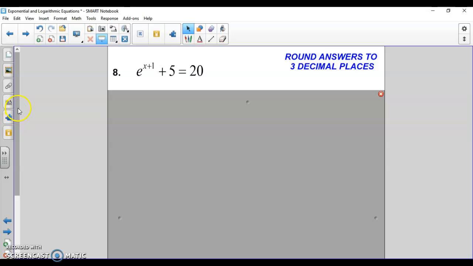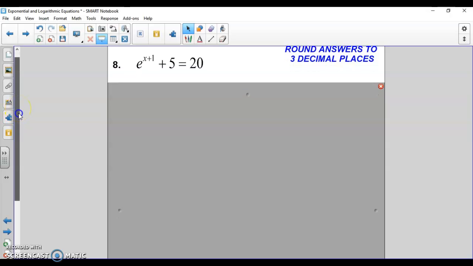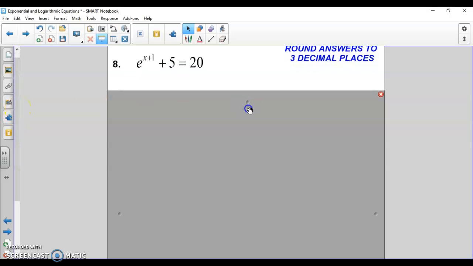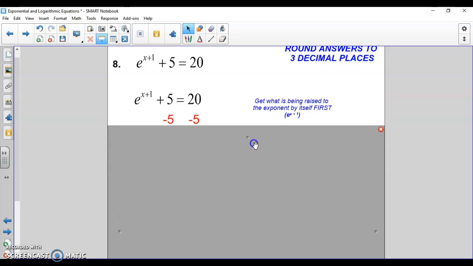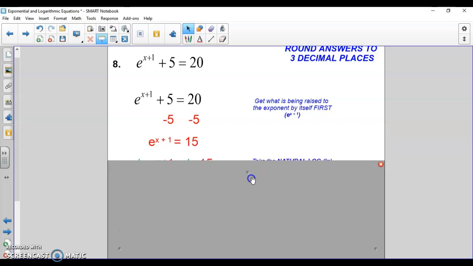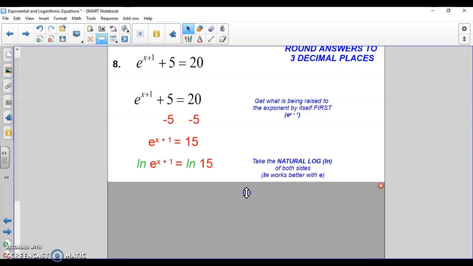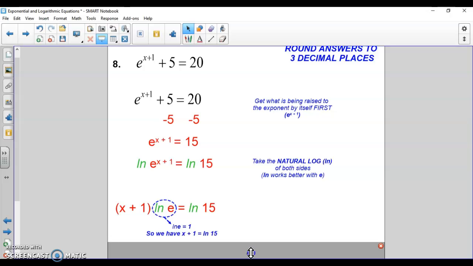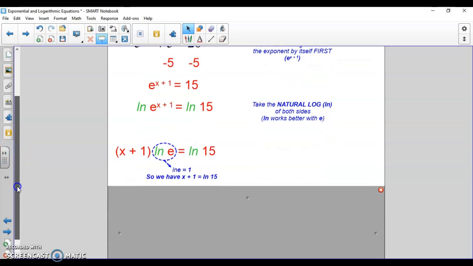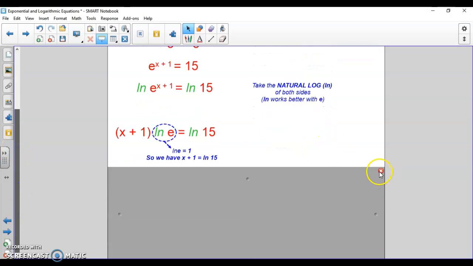Another example here, this is our last exponential one. Same deal, we have to get what's being raised to the exponent by itself. So e to the x plus 1. Subtract 5 first, and we get 15. Natural log. Put the exponent out front. Natural log of e is 1, so we have x plus 1 equals natural log of 15.